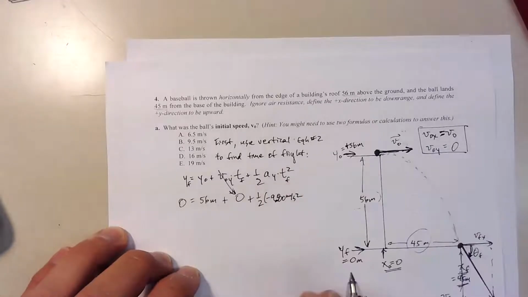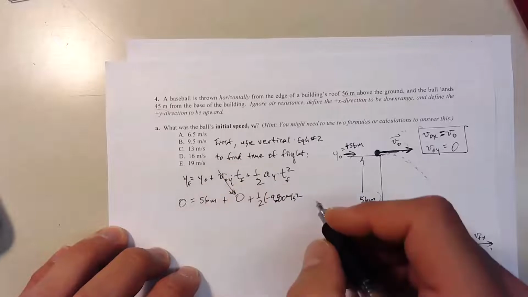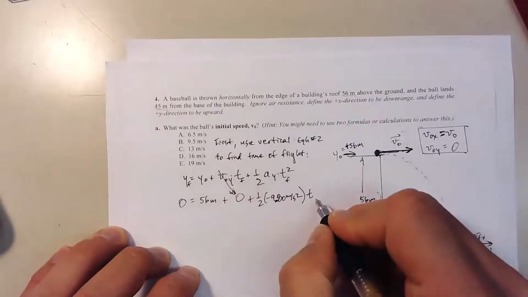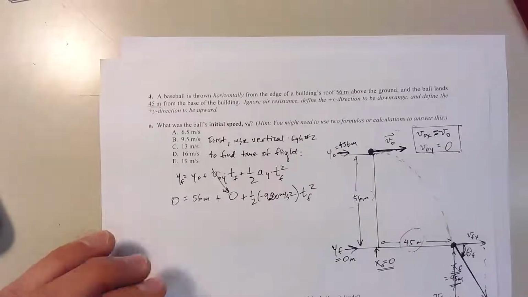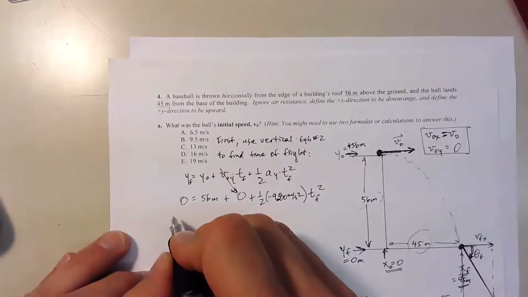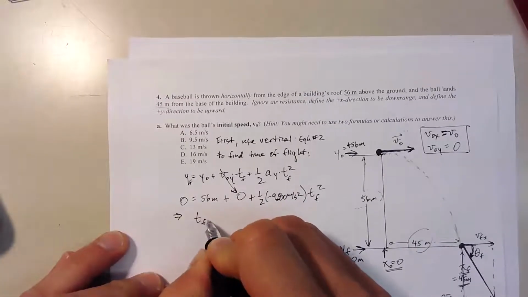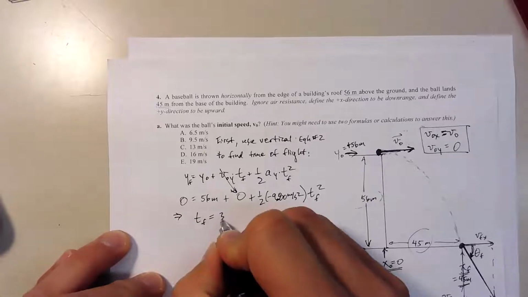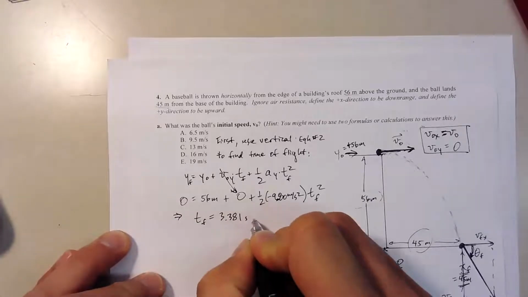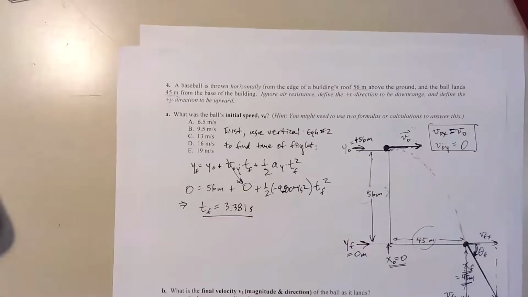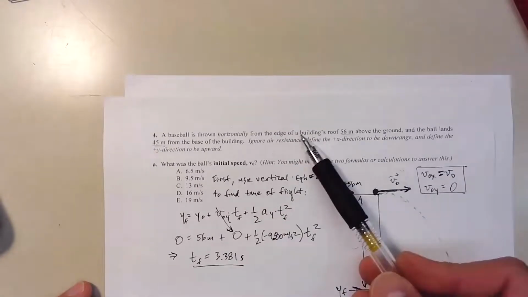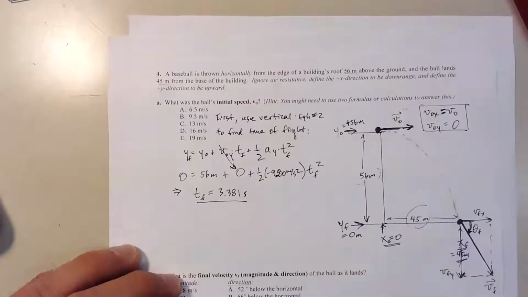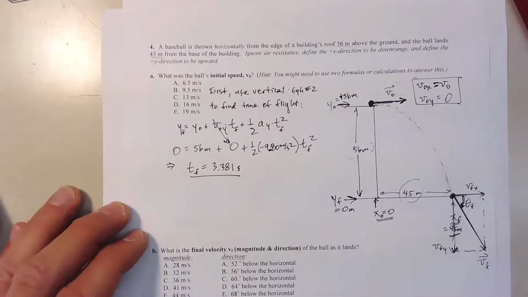I could have shown another step here where I set things to 0 that are 0, and then plug in the values in one step after that. That's fine. T final is equal to 3.381 seconds. Now this is an intermediate value. Let's keep extra sig figs. It looks like a 2 sig fig problem, so let's keep a third or a fourth sig fig just temporarily.